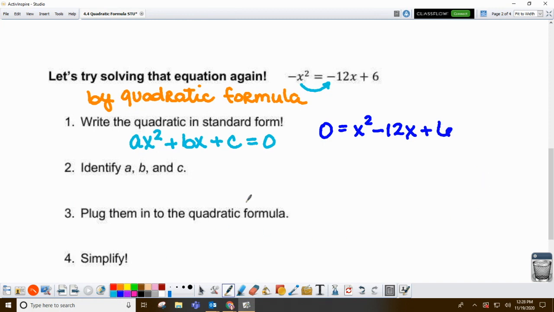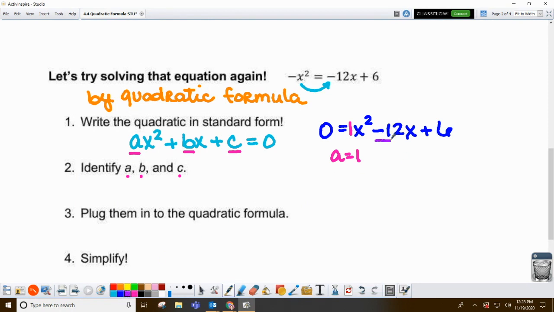But now instead of trying to factor it, because we've already decided factoring won't work, we're going to identify the a, the b, and the c. The a is the coefficient of x squared, b is the coefficient of x, and c is the constant that's by itself. So if you'll notice over here, a is the coefficient of x squared, which is not written but understood to be a 1.